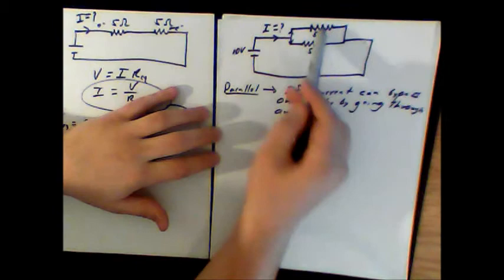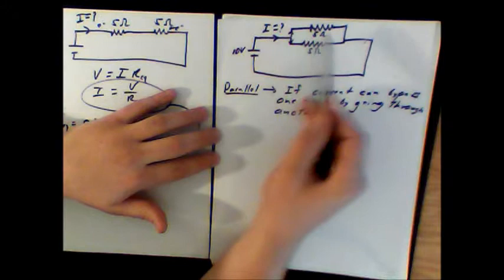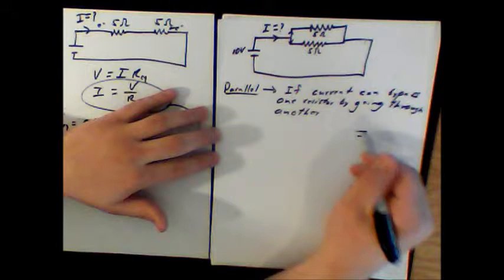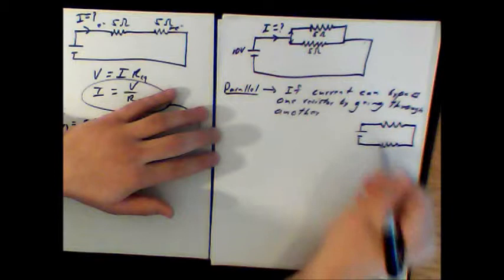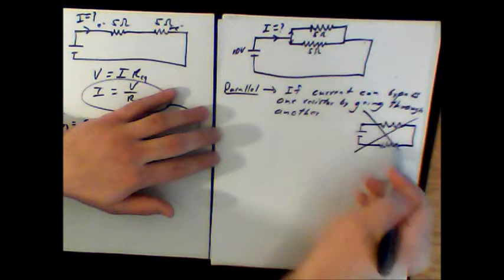A lot of people get confused by this. They think, oh, well, these two are parallel, literally, geometrically parallel to each other, and so because they're parallel, that means that they are in parallel with one another. That's not actually true, because if you look at this circuit, these two resistors are geometrically parallel to each other, but to go from one side to the other, you have to go through every single resistor between. These are not in parallel, these are in series. Don't confuse the geometric version of parallel with the actual version of parallel.